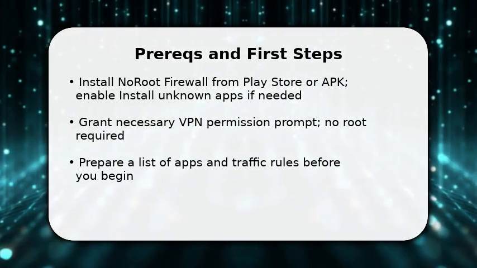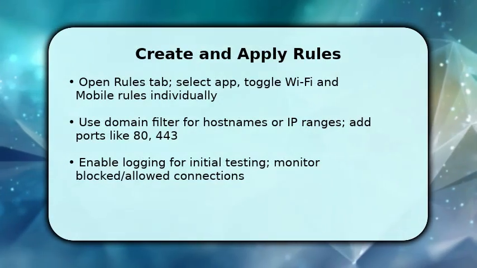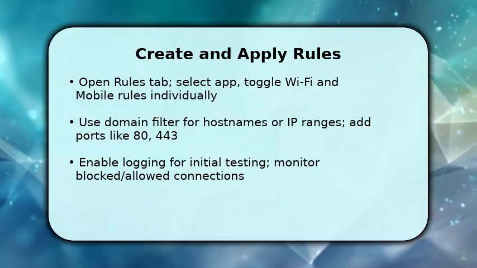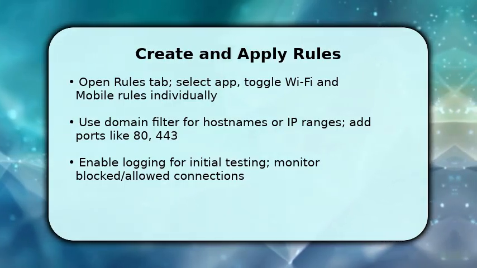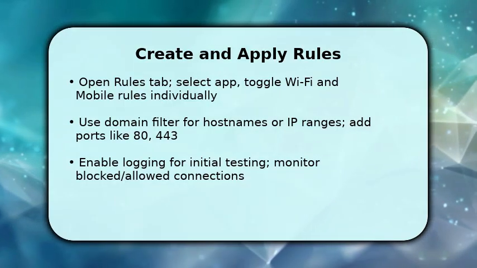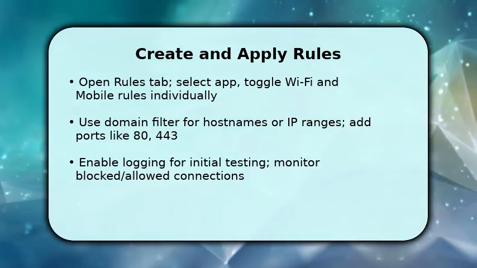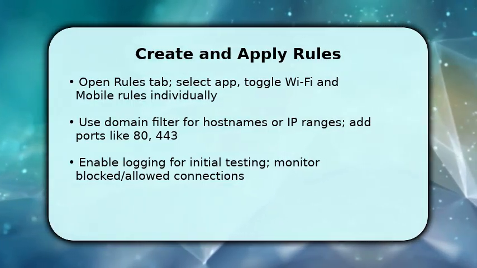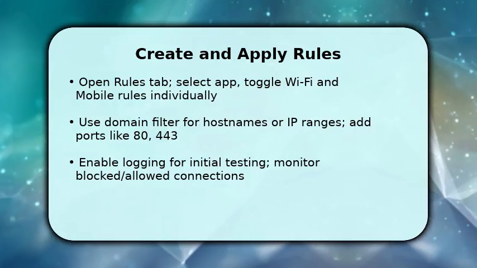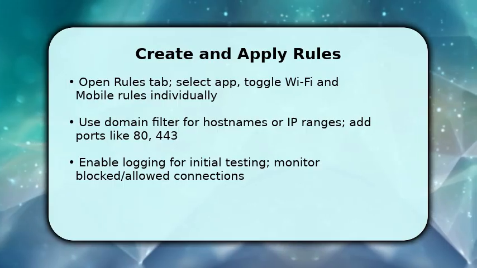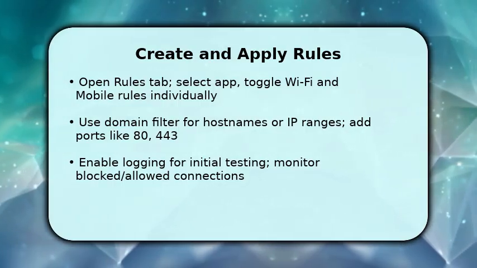You now create precise rules. Go to the rules screen and pick an app, then choose whether to allow or deny Wi-Fi and mobile data separately. This is how you control background syncing versus foreground use. Use the domain filter to block specific host names or IP ranges. Add ports like 80 and 443 if you want port-level control. Once rules are set, enable logging so you can see why traffic is allowed or blocked. That visibility helps you refine rules quickly.